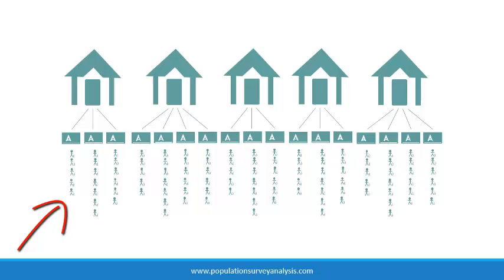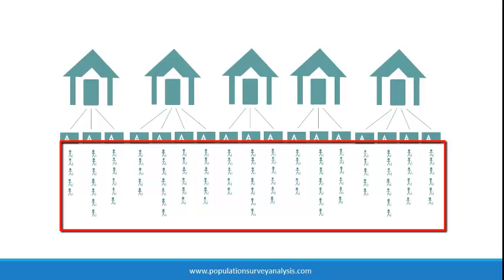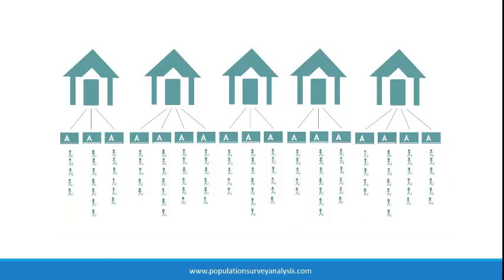You might be wondering why this is not a 3-stage cluster sample design, since students are clustered in classrooms and we ultimately survey students. The reason is we do not sample the students, we take a census of all students in the sampled classrooms. Therefore, the sampling stops after 2 stages.